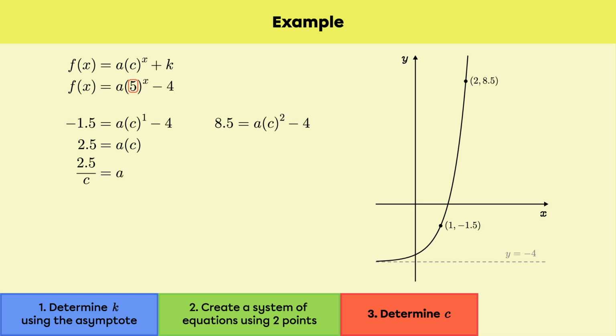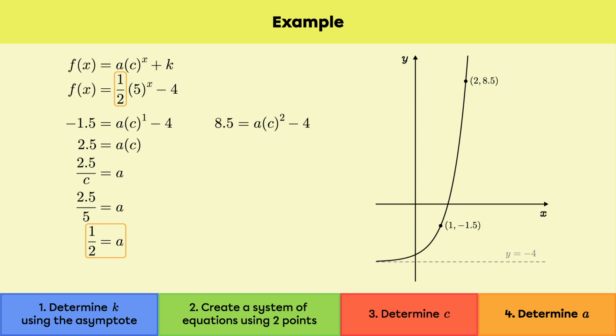Let's write this in the rule. All that's left to do is find the value of a. We can use one of the previously found equations. It is easier to take the first one since variable a is already isolated. We replace c by 5, 2.5 divided by 5, which is 1/2. So we can replace a in the rule with 1/2.